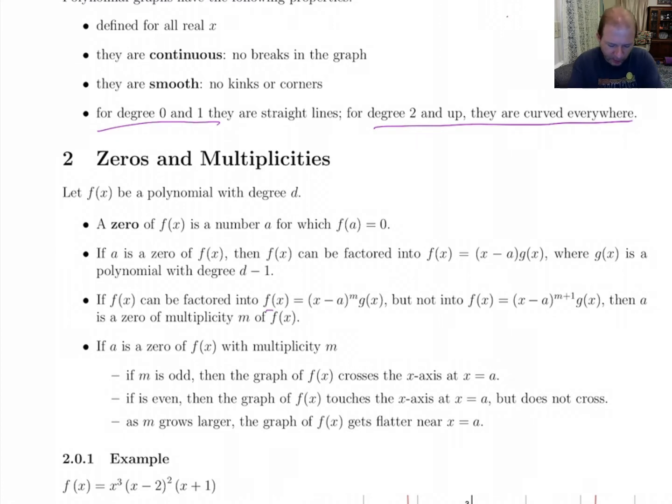But this next thing here applies to polynomials. If a is a 0 of f of x, then f of x can be factored into f of x equals x minus that 0 times g of x, where g of x is a polynomial with degree 1 less than f.